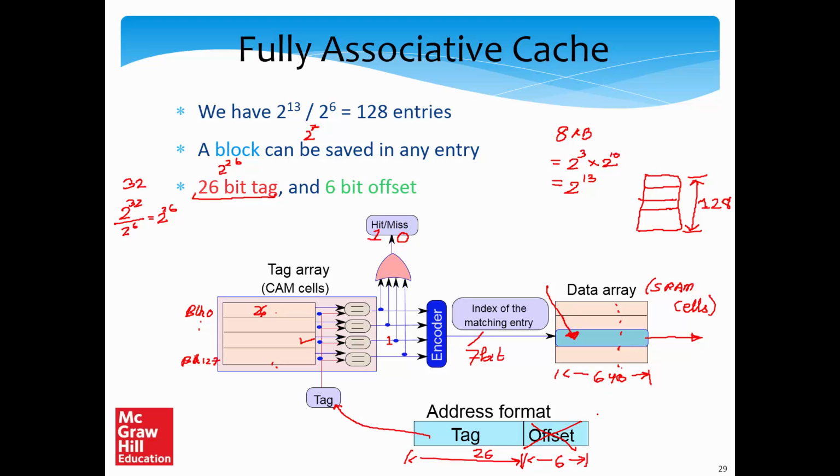So let me just quickly summarize what is a fully associative cache. In a fully associative cache, the block can reside within any entry of the cache. So we did some amount of math, and from that we figured out that we will have 128 entries in our cache. So in this case, the block can reside in any one of the entries. Now, if the block is residing in any one of the entries, how do we know which one?